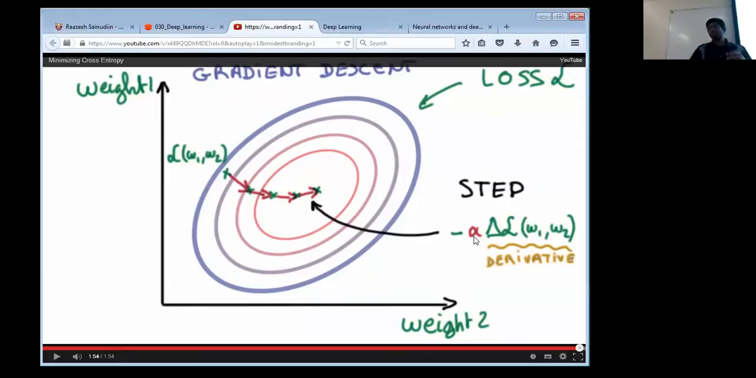right? So why we need this alpha is, let's say we are already at the bottom or very near the bottom, and the derivative will still tell you in which direction to step. But if the alpha is too big, you'll actually overshoot, right? So you'll keep going back and forth. So you need to make sure that your alpha is also optimized. And there's a way to do this automatically, and we'll see that.